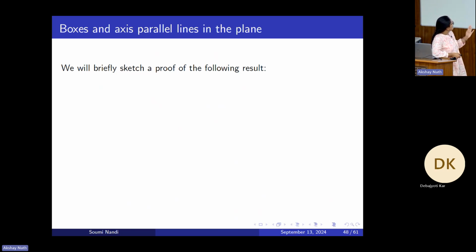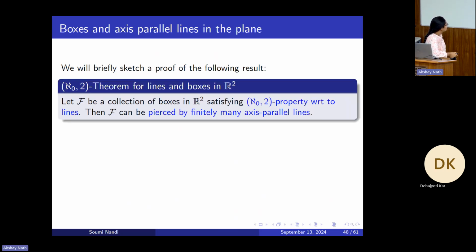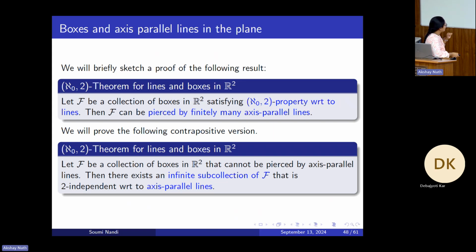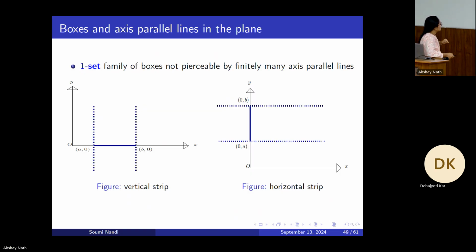Now I give a very brief sketch of that original theorem. I'll just prove it for R2. In R2, we have infinitely many axis parallel boxes, and if I pick any infinite sequence from them, there is an axis parallel line which pierces at least two of the boxes. From there, we want to show that the whole family is pierceable by finitely many axis parallel lines. So we'll prove the contrapositive: if the family is not pierceable by finitely many axis parallel lines, I give an infinite sequence where no two boxes are pierceable by an axis parallel line.